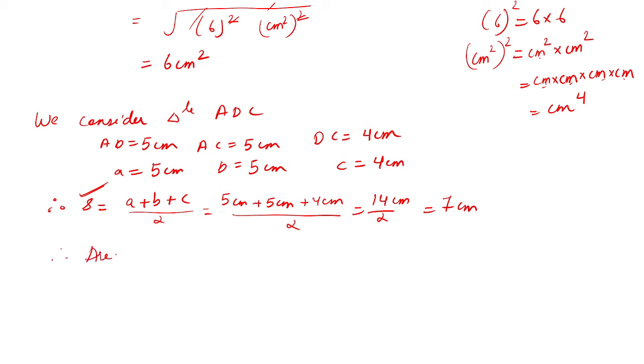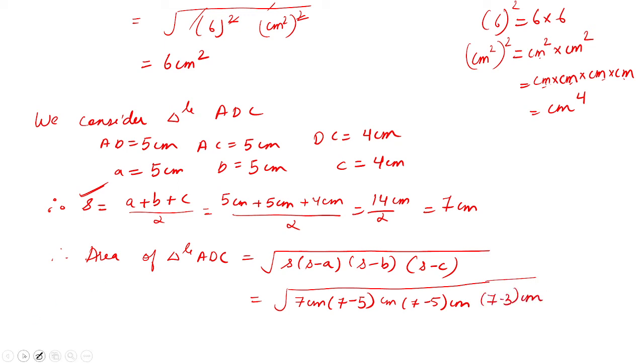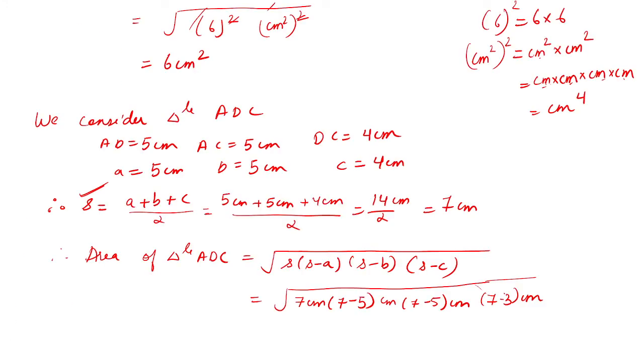Therefore, area of triangle ADC. Use Heron's formula. What is Heron's formula? Root of S into S minus A, S minus B, and S minus C. So this becomes, what is S in this case? 7 centimeter, 7 minus 5 centimeter, 7 minus 5 centimeter, and finally 7 minus 4 centimeter. Sorry, this is 7 minus 4, not 3. Yes.